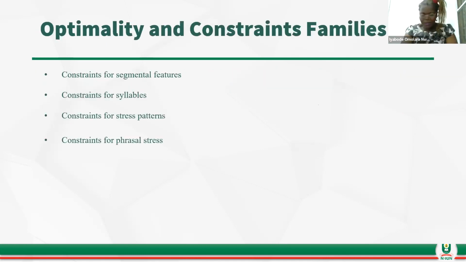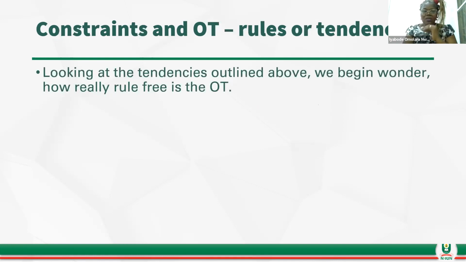Okay, let me go back. We looked at optimality and constraint families. We looked at constraints for segmental features, constraints for syllables, constraints for stress patterns, and constraints for phrasal stress. These are the things I took you through one after the other. Is that okay? Now, looking at the tendencies outlined above, we have taken them through.